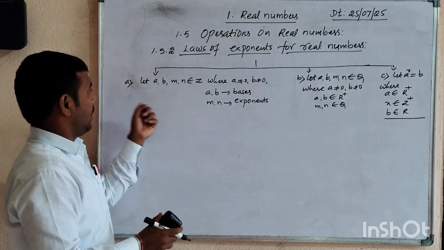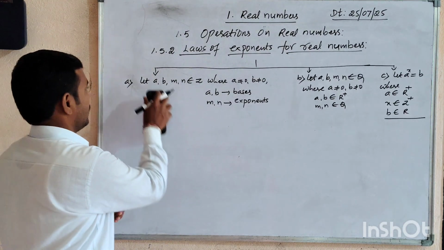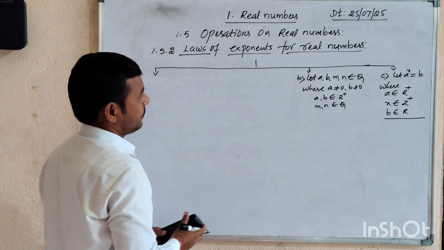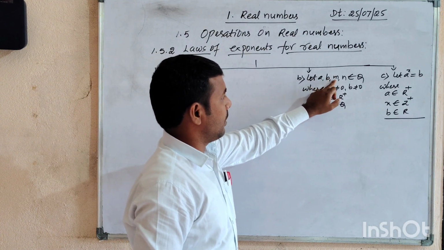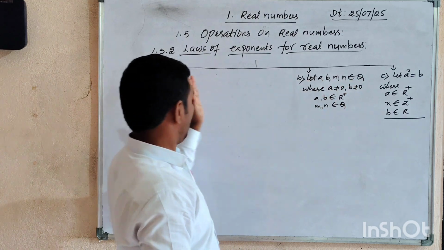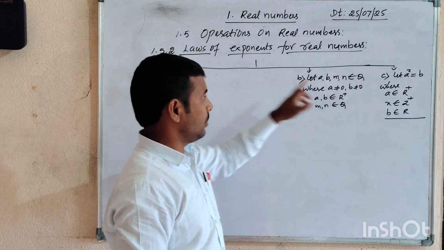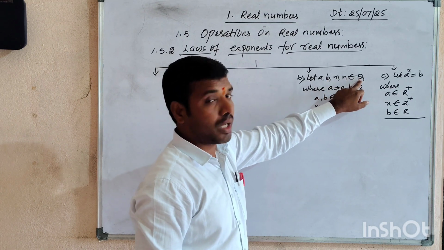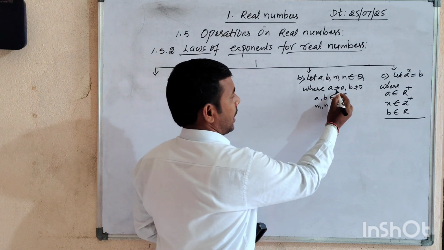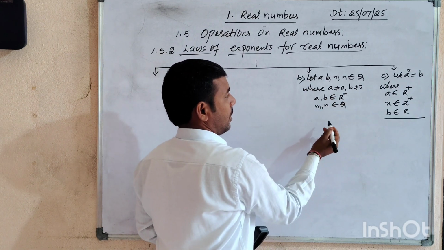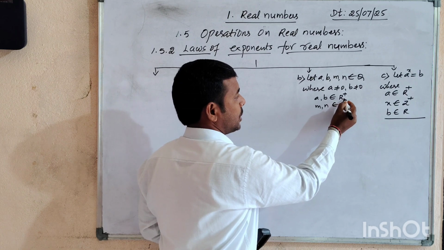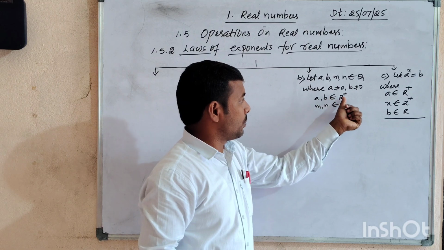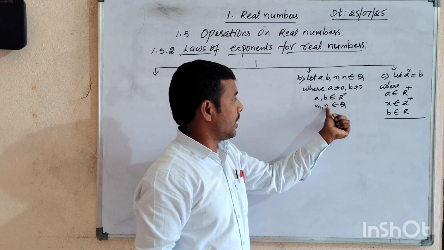Okay students, already A we discussed just now. Now I am erasing this A because I have to discuss B. What is B? Let a, b, m, n belong to rational numbers. Previously we took integers. Now, a, b, m, n are part of the rationals, where a is not equal to 0, b is not equal to 0, and a, b belong to positive real numbers. The attention: a, b belong to positive real numbers. m and n are rationals.